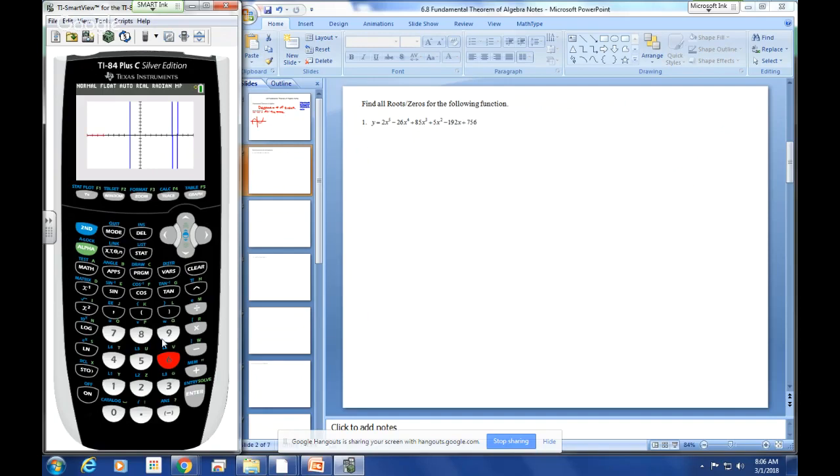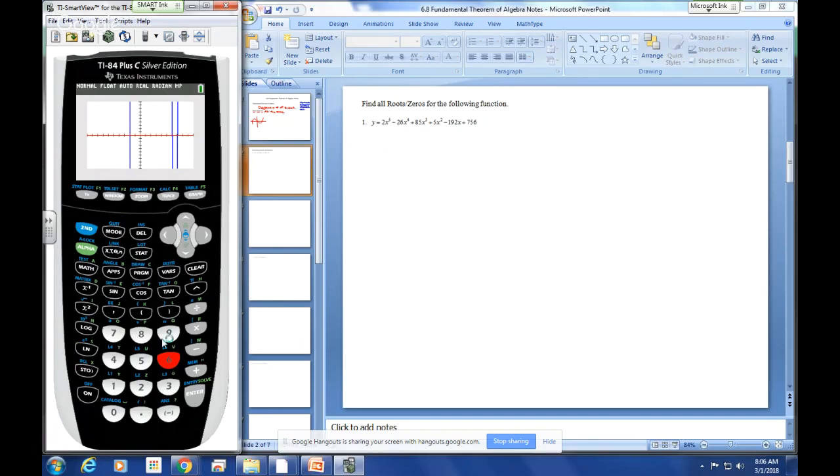Okay. Hit zoom, and then 6, which is standard. And from Monday's notes, we should have seen that little yellow thing. When that's gone, that means it's done thinking. How many roots do you see here? I see 3. I was really hoping for 5, but I see 3, so I'm going to take it.